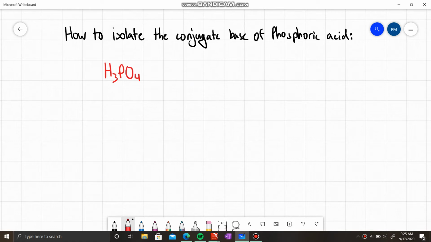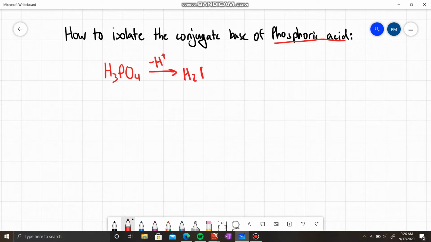So this video is intended to just explain how to get from phosphoric acid, which is what I have written here, and deprotonate that all the way down to an isolated phosphate ion. To do that, we're just going to demonstrate as many times as we need to, which would be 3 times because there's only 3 hydrogen protons to be split from the acid.